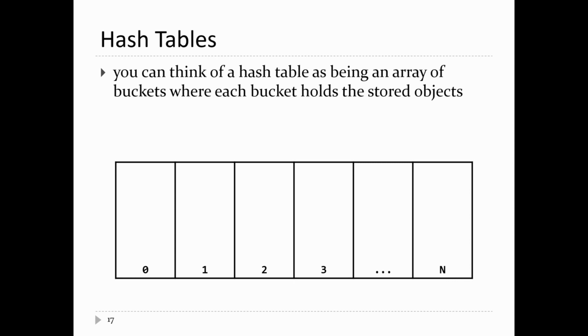Now, in an array, you can hold one element in each array location. For a hash table, we're going to imagine that each one of these array locations is instead what's called a bucket. A bucket can hold multiple items. So each one of these buckets is able to hold 0 or more objects, or references to objects.